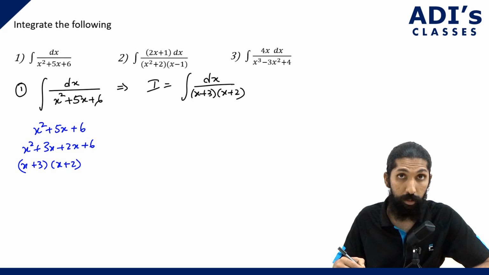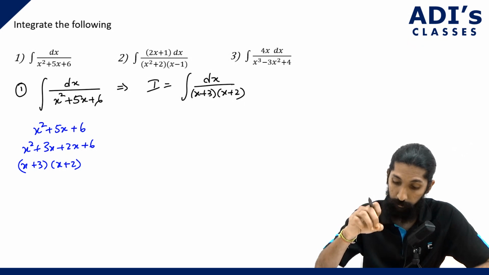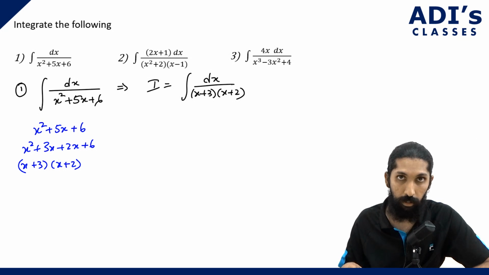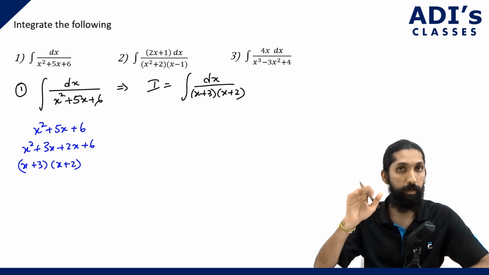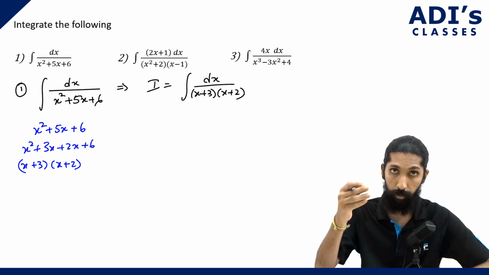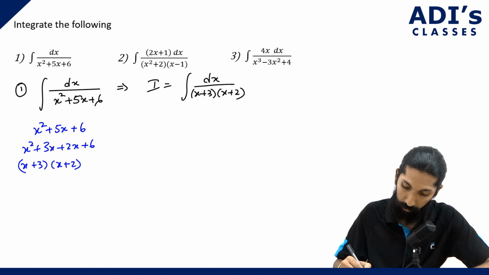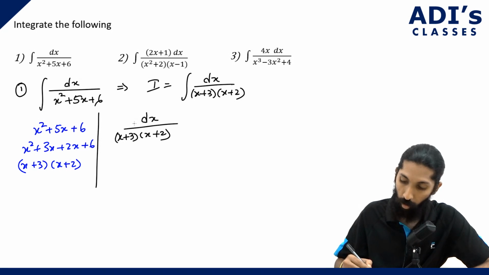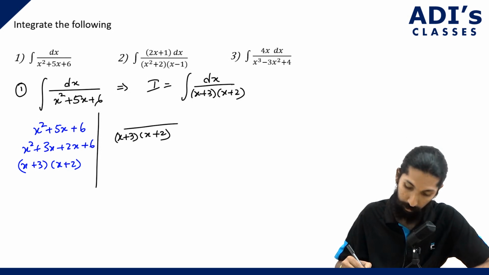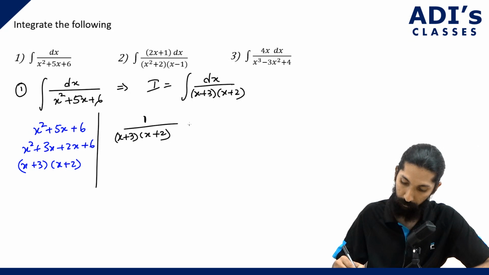So by the partial fraction method, what we are going to do, this is of the form A by x plus 3 plus B by x plus 2, correct? So this is the form we are talking about. That means here, the numerator, rather than writing dx, maybe you write the coefficient, that is 1, A divided by x plus 3 plus B divided by x plus 2.